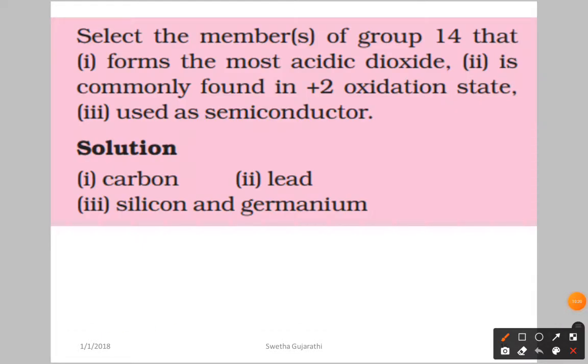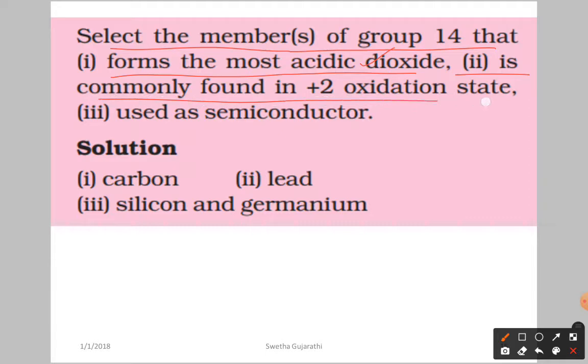Here we have the in-text question, that is: select the members of group 14 elements that form the most acidic oxide. First, we have to find out which element is going to form the most acidic oxide. Second, which is commonly found in the plus 2 oxidation state. So we have to find out the element which commonly exists in plus 2.